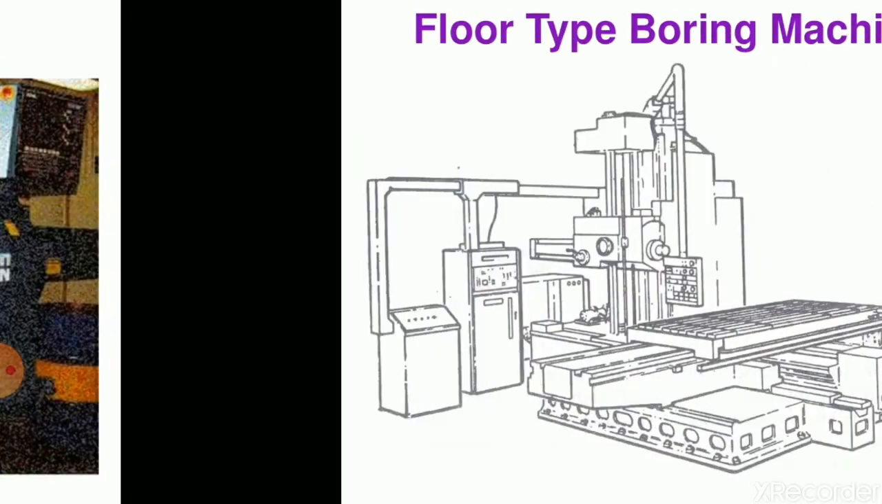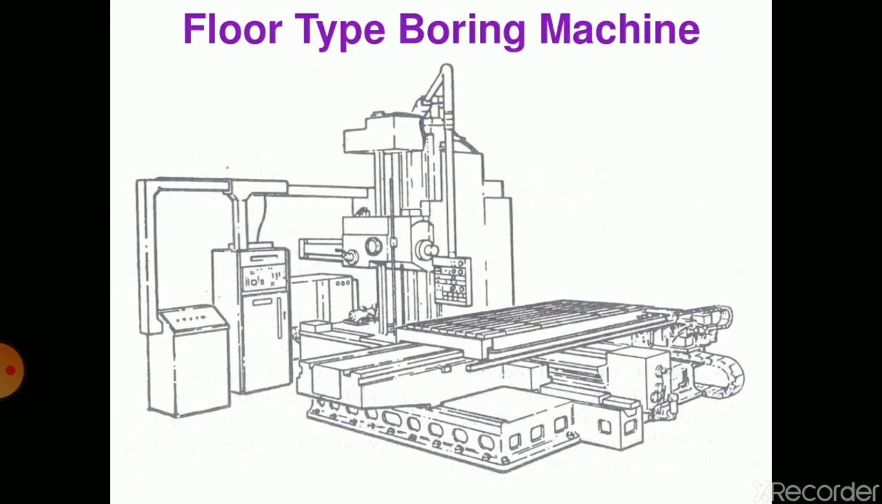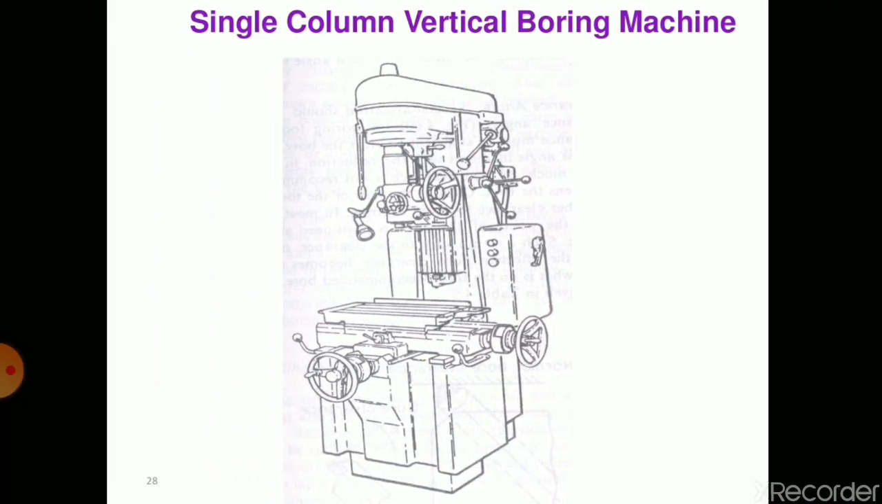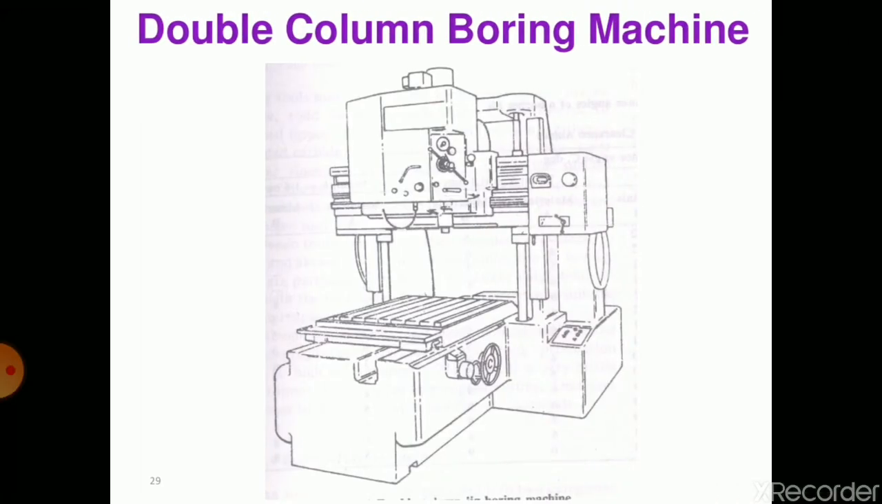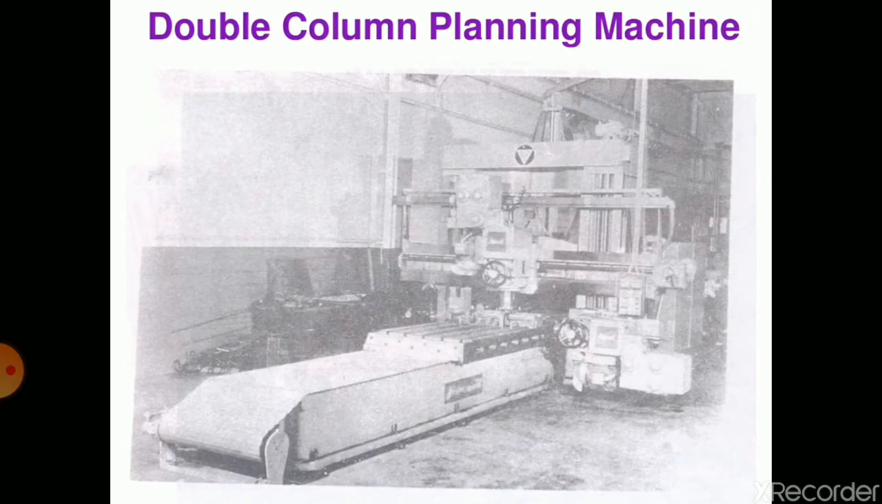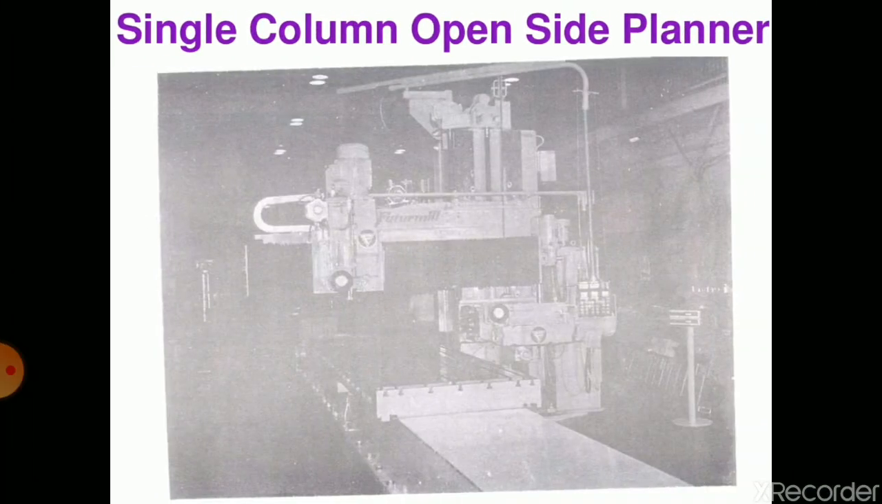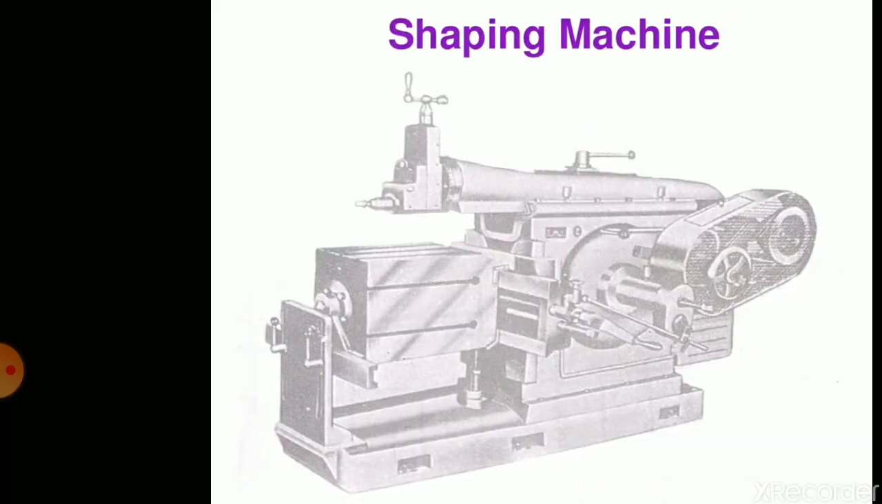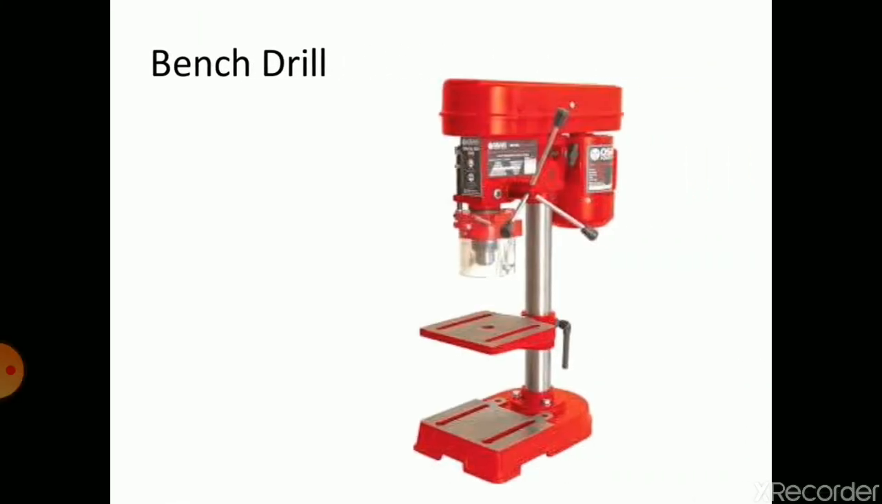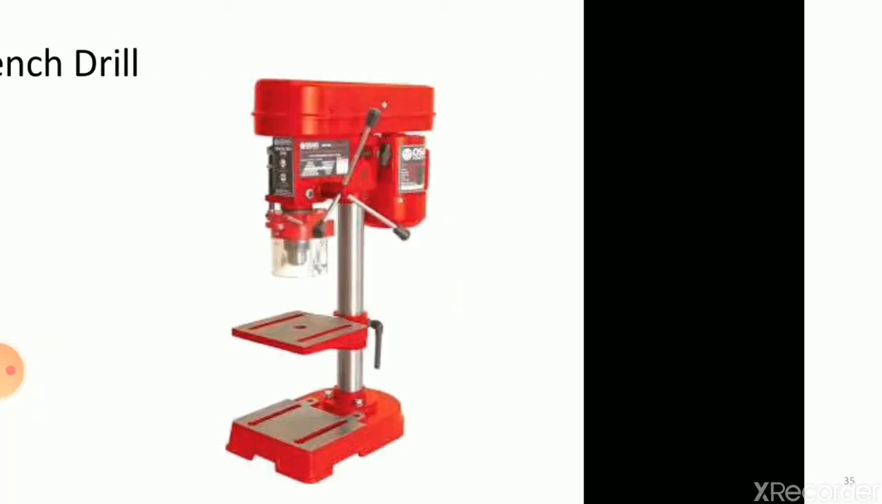This is a CNC lathe, floor type boring machine, single column vertical boring machine, double column boring machine, shaper machine, double column planing machine, single column open side planer, shaping machine, bench drill, which is very common. You can see it in every workshop almost.